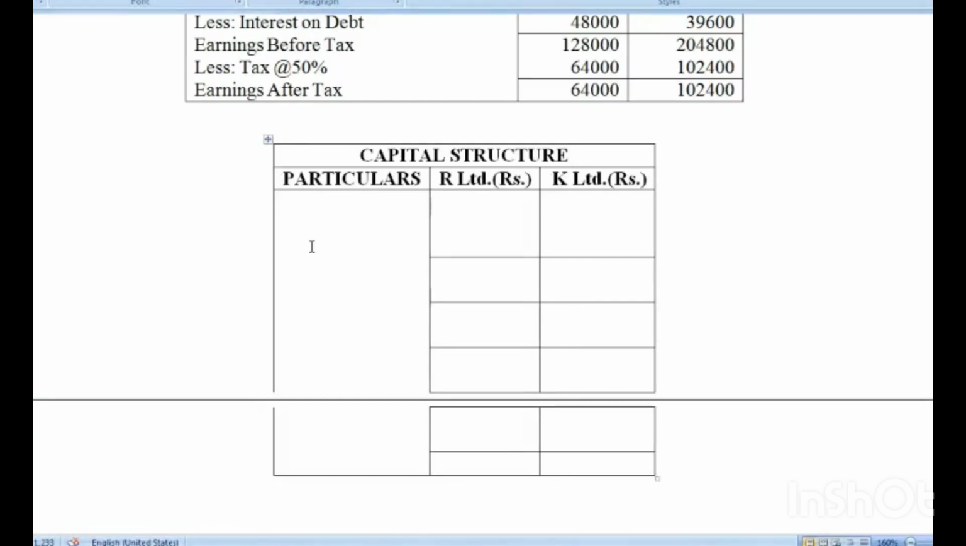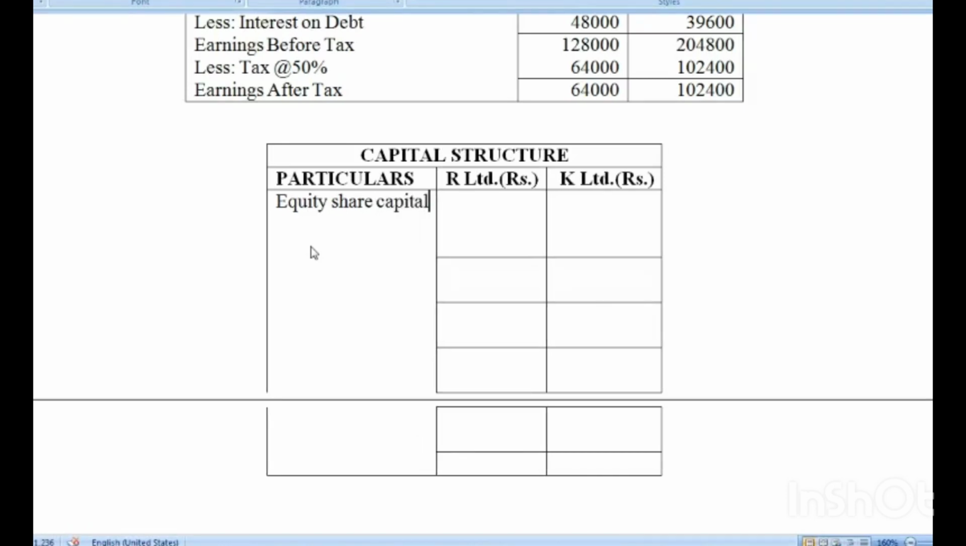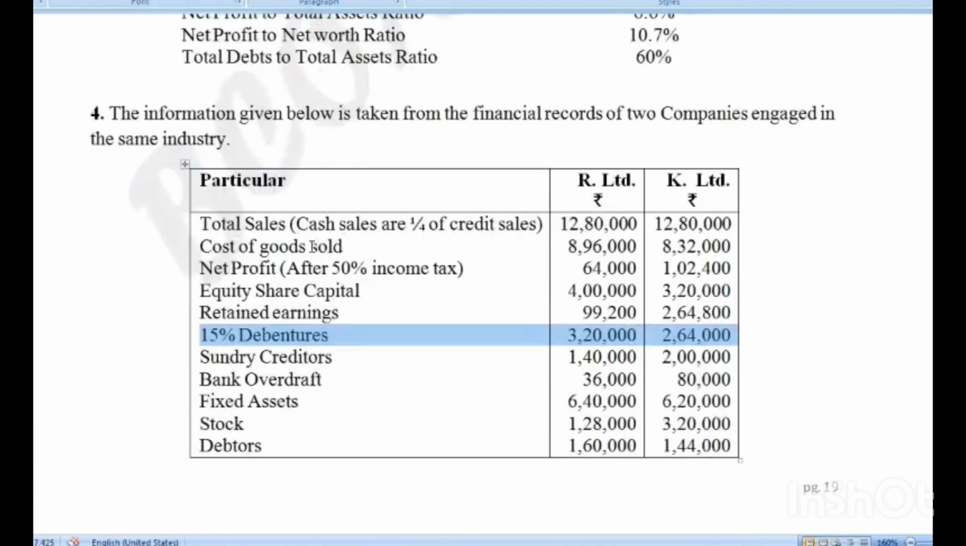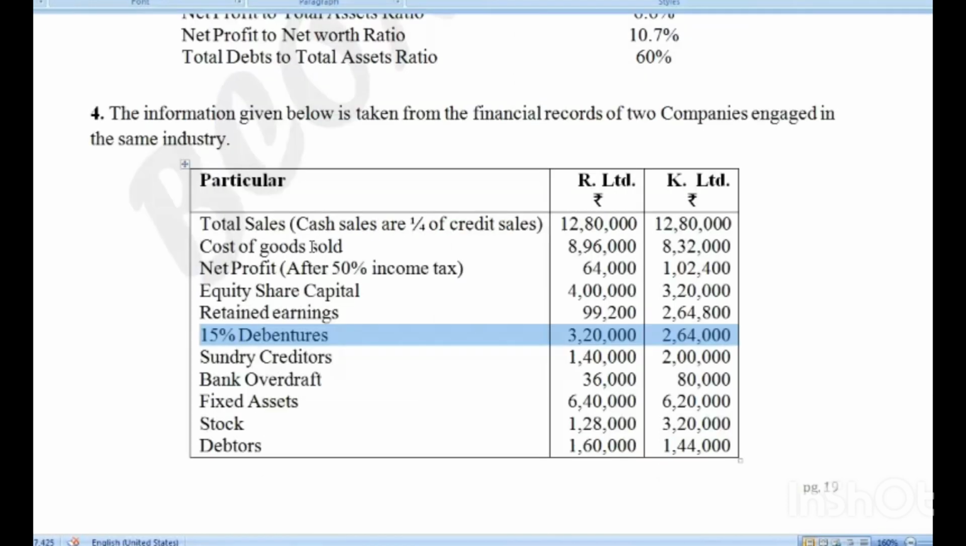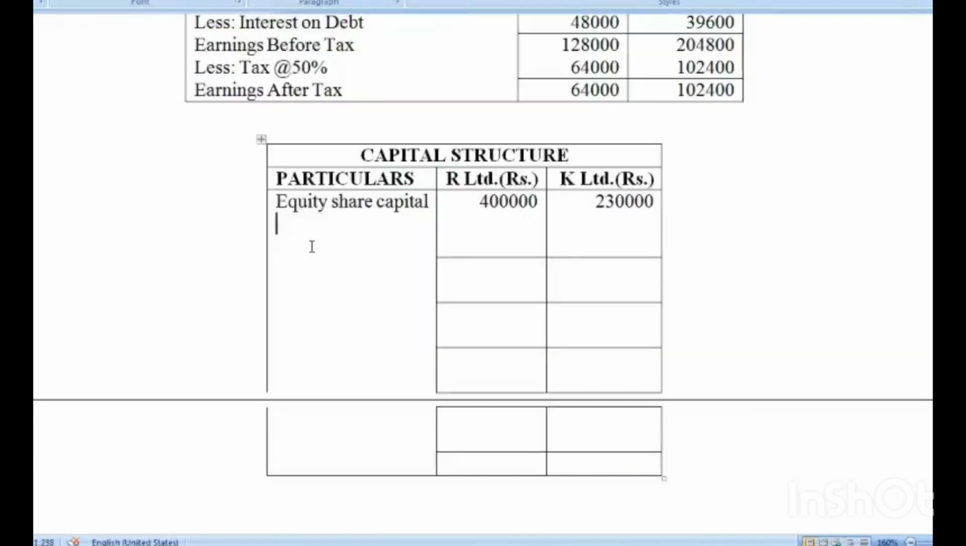Okay, in capital structure, first of all, equity share capital. What is equity share capital here? 4 lakh and 3 lakh 20,000. Then after that, is preference share capital there? No. Retained earnings.